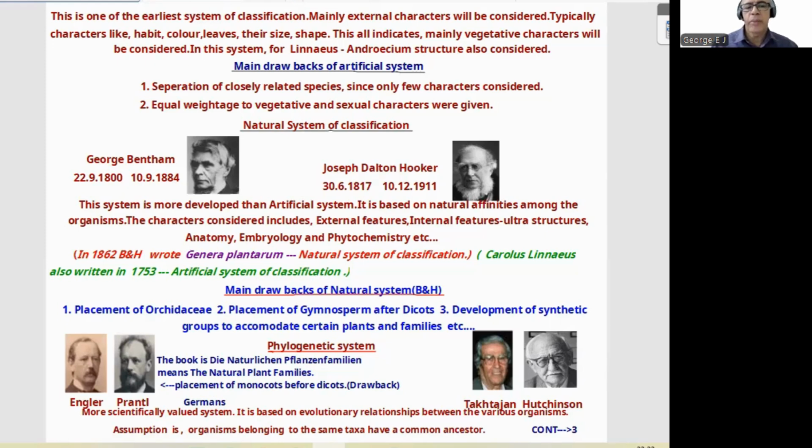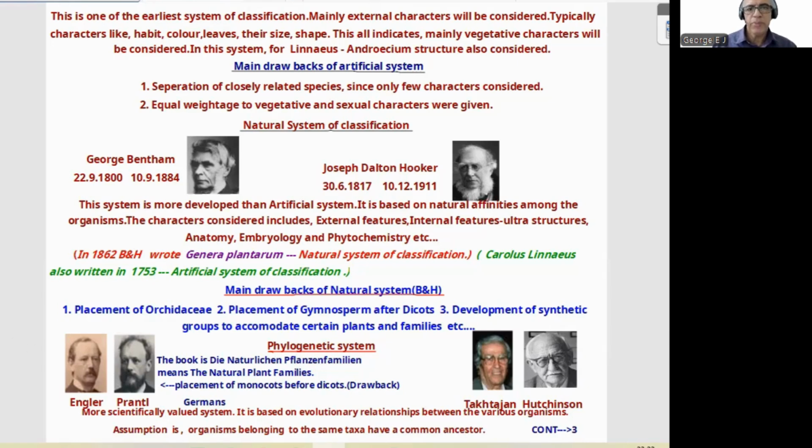So again, the next one came, called the phylogenetic system. Phylogeny means connected with evolution. Two most famous scientists, photograph given here, Engler and Prantl, both were Germans. And the book is Die Natürlichen Pflanzenfamilien, meaning natural plant families. The E&P system again has some deficiency. Predominant among it is placement of monocots before dicot. Monocot is more advanced than dicot, so in classification, after dicot only monocot should come. But in the E&P system, they place monocot first, then only dicot.